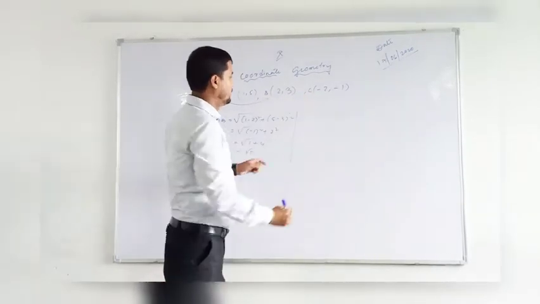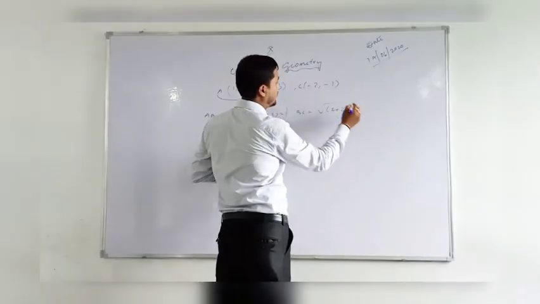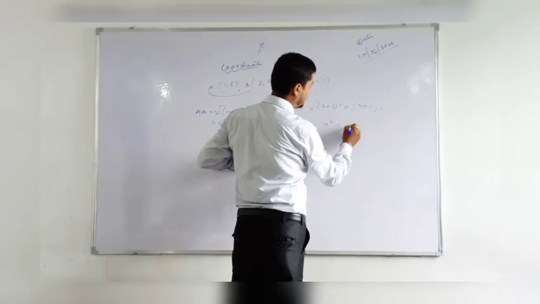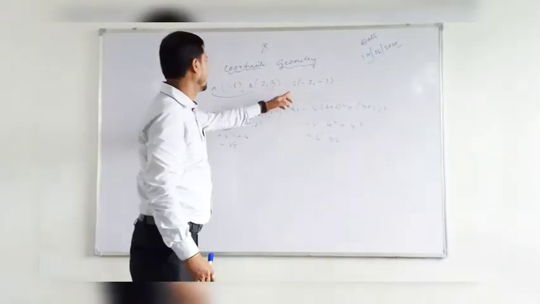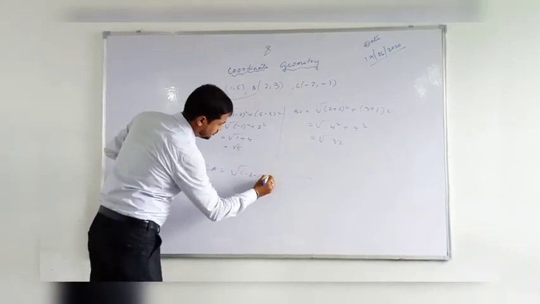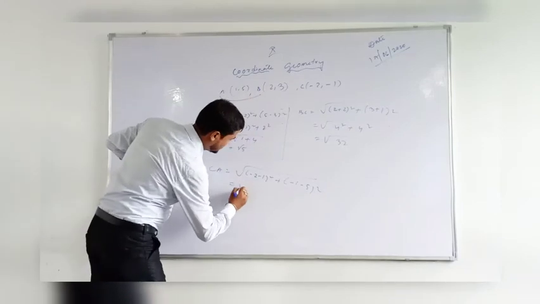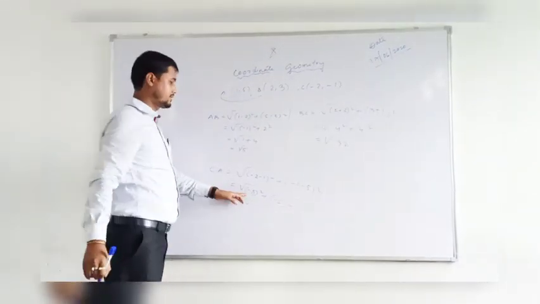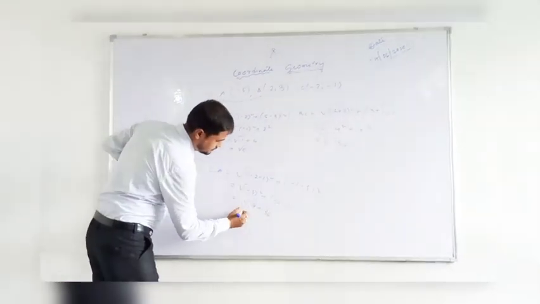Now distance of BC. That is 2 plus 2 whole square plus 3 plus 1 whole square, because there is minus, minus, so I say plus. 2 plus 2 is 4, 4 square is 16, and 4 square is 16, that is 32. Now CA: minus 2 minus 1 whole square plus minus 1 minus 5 whole square, that is minus 3 whole square and minus 6 whole square. 3 square is 9 and 6 square is 36. That is 45.